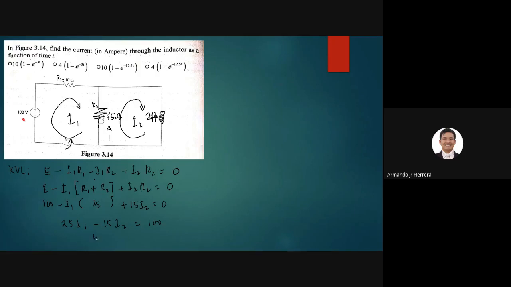So dividing by 5 ulit. So that's 5 I1 minus 3 I2 is equal to, divide 5, 20. So this will be our equation 1.